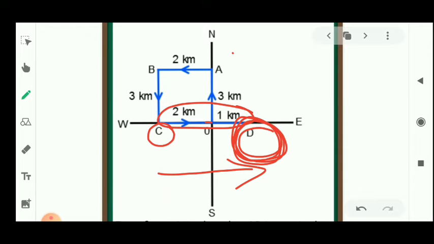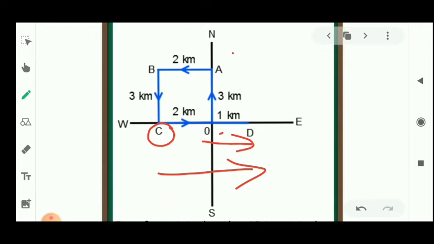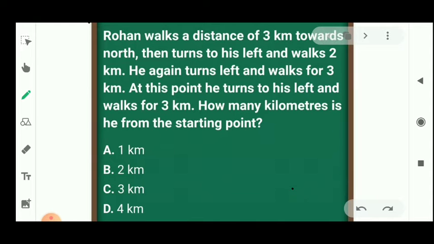So students, according to the question, what was his starting point? The starting point is O, and what is his end point? The end point is D. That means the distance from O to D is 1 km. So the solution of this question is 1 km. That means option number A.